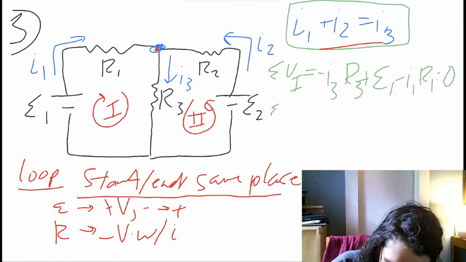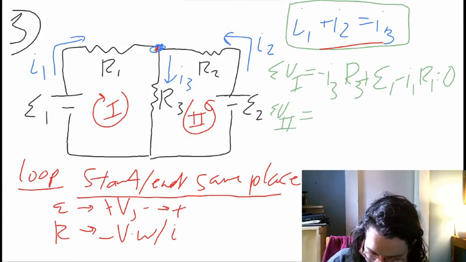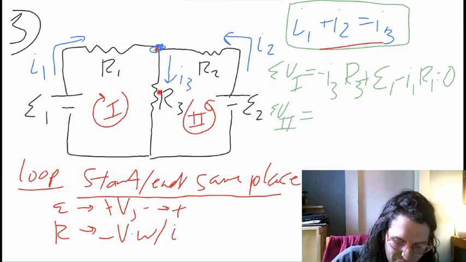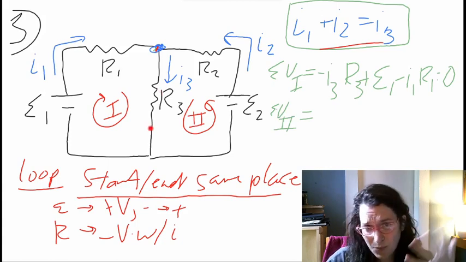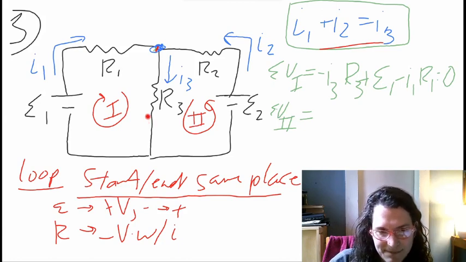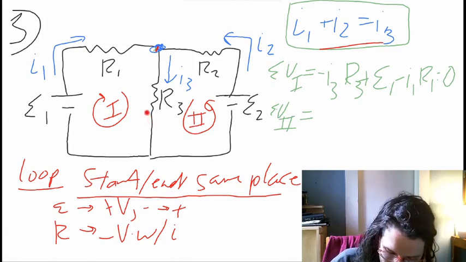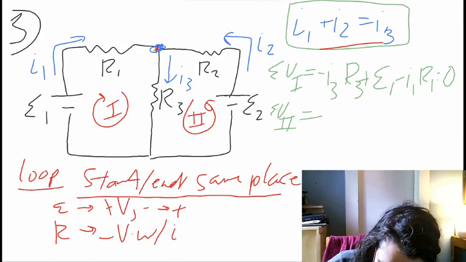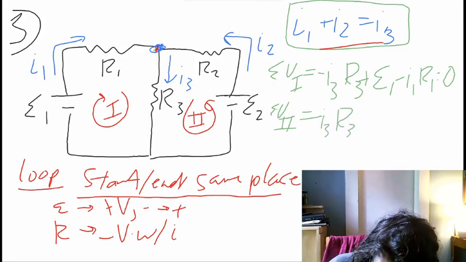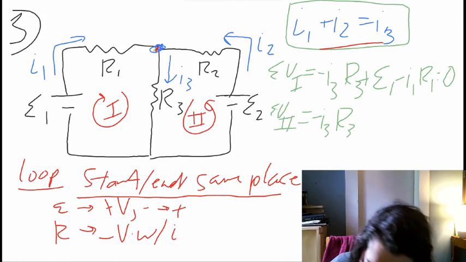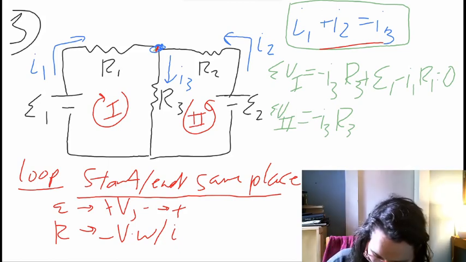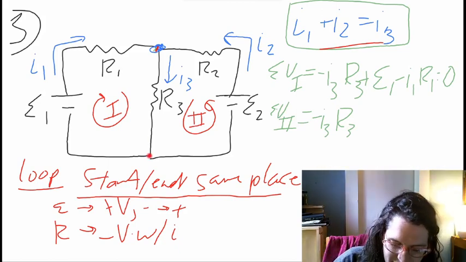And then the last thing is to do loop 2. So sum the voltages around loop 2. We're going to get a very similar equation. Again, we're going to go down through R3 with the direction of current I3. So that is a subtraction of that voltage. We have minus I3 R3. We continue traveling down to the right.